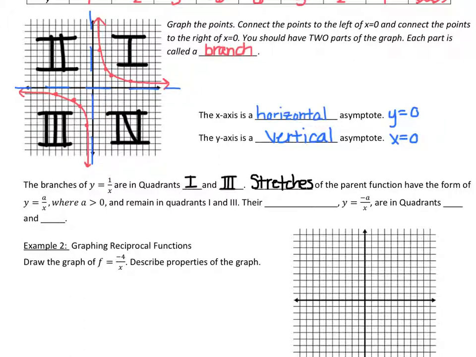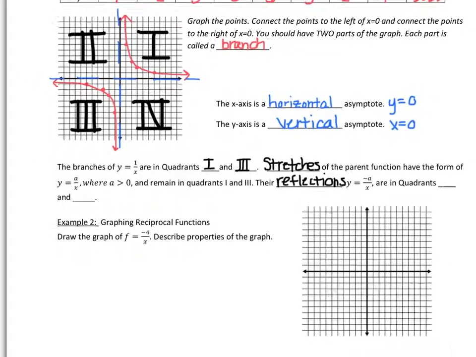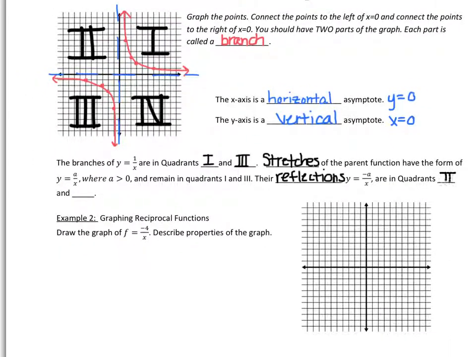Stretches of the parent function have the form y equals a over x. So instead of a 1, there's something there. If the a is bigger than 0, then they stay in quadrants 1 and 3. Okay, so a positive number stays in 1 and 3. Their reflections, which are caused by a negative number in the top, so like if it was a -6 or down below it'll be a -4, those are in opposite quadrants. They are in quadrants 2 and 4.